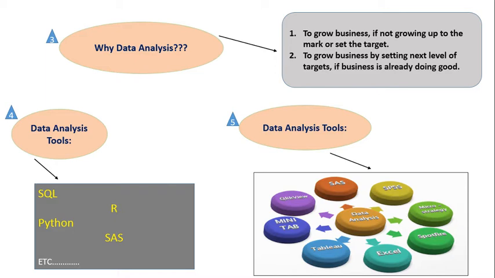Next topic, we can see why data analysis. Why are we emphasizing this so much? It is the most important key to grow our business, right? So why data analysis? The first point is to grow the business if it is not growing up to the mark or the set target. The second point is to grow the business by setting the next level of targets if the business is already doing good. So we have 2 points. One, where the business is not doing good, and the second, if the business is doing good, then what next? These 2 points we have to cover using data analysis. That's why data analysis is the most important thing in our market for decision making. To grow our business, this is the solution.